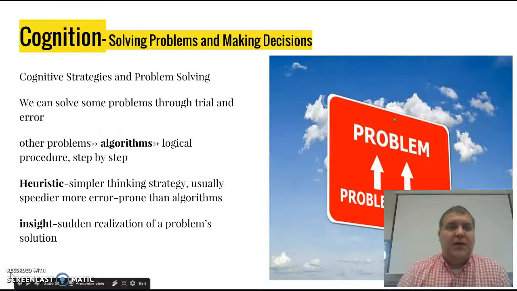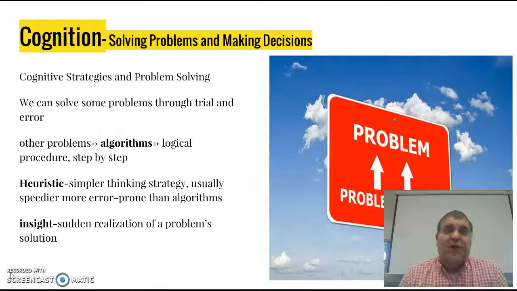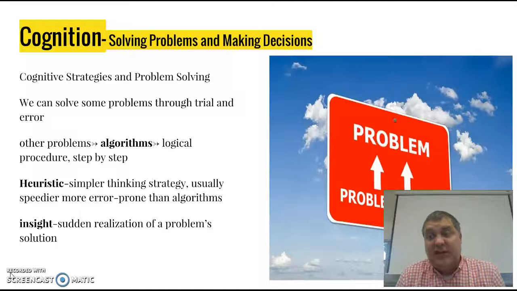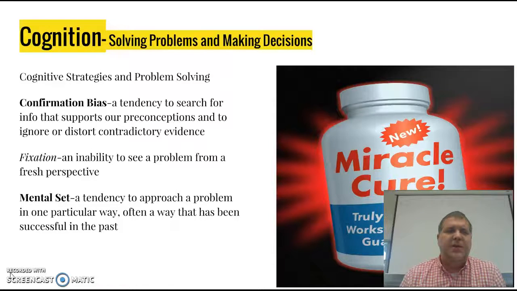Solving problems and making decisions. So what you're going to look at is some of the ways you figure stuff out. We can solve problems through trial and error. You can solve through algorithms, which is a logical step-by-step process. This is usually what you might think of in math. A heuristic is a simpler thinking strategy, usually speedier, more error-prone than algorithms. An insight is the sudden realization of a problem solution. This is somewhat like the aha moment that you might experience.